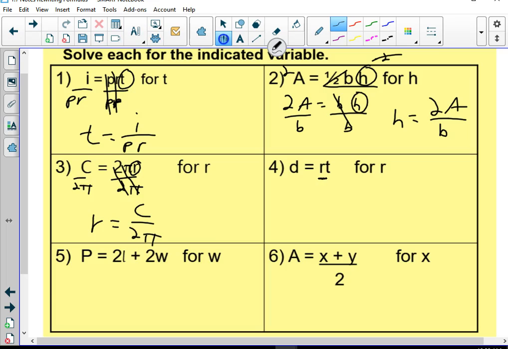What's attached to the R? How? Divide by T. R equals D over T. Rate equals distance divided by time.